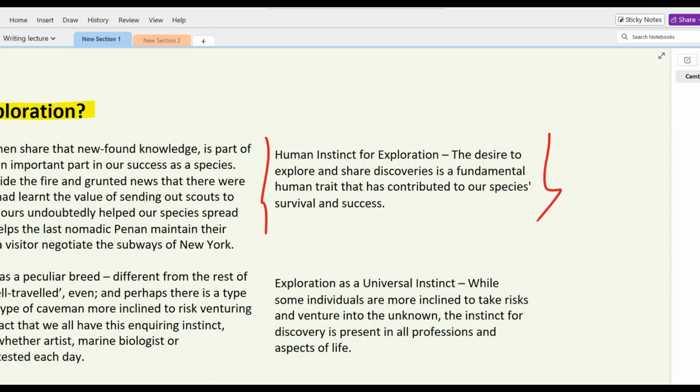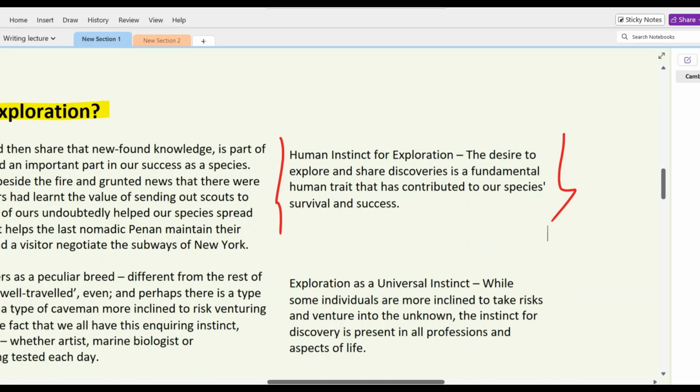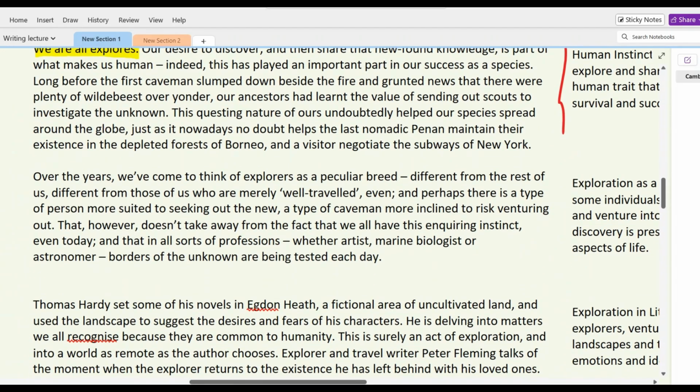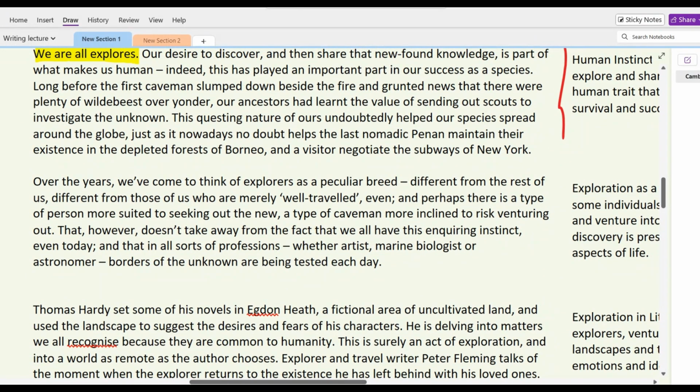So the same process you need to follow for every single body paragraph. So let's go for this. The second body paragraph, again, we'll take the topic sentence here at first. For example, over the years, we have come to think of explorers as a particular breed, different from the rest of us, different from those of us who are merely well-traveled, even. And perhaps there is a type of person more suited to seeking out the new, a type of caveman more inclined to risk venturing out.